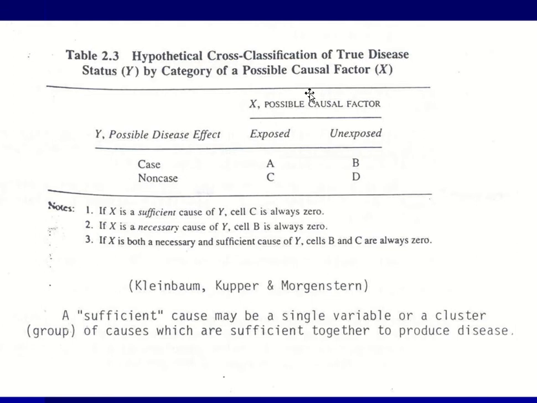And then you have the exposure as either present, exposed, or not exposed. Okay, so X is considered as a possible cause factor. And out of this, you get four possible scenarios, four possible different profiles. So on profile A, this is everybody who is exposed and has the outcome.